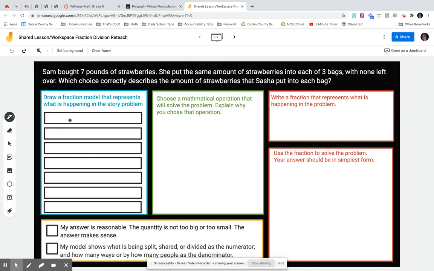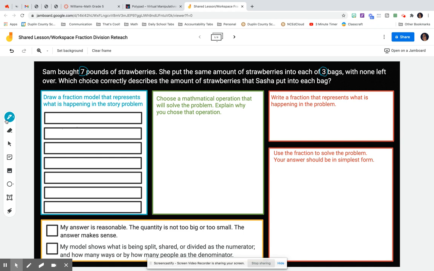So I created a little model here, or a graphic organizer, so that we can organize our thinking to get through all of the steps to get that correct answer at the end. So the first thing I want you to do in the first box is draw a fraction model that represents what's happening in the story problem. I already used the shape feature and pulled over some shapes to start my model. So I know that 7 pounds is going to be an important quantity here, and 3 bags is going to be an important quantity or amount here.